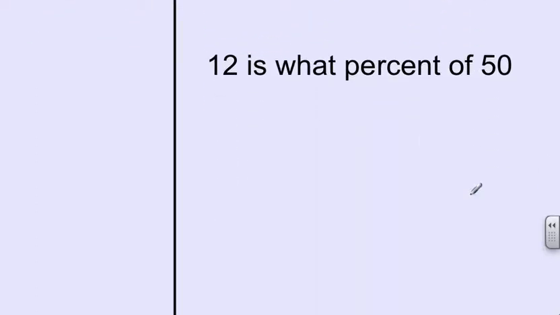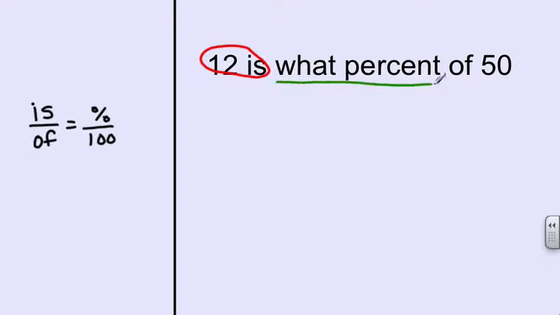All right, let's try another one. This one's set up a little bit differently. I'm still going to use the same formula. Is over of equals percent over 100. When I look here, I see that 12 is. I see what percent, and I have of 50. So what percent is still an x? Percent was on top here, so I'm going to have x over 100.